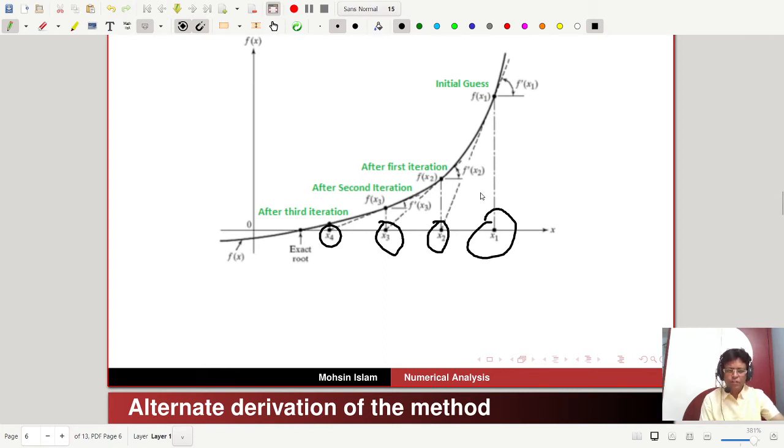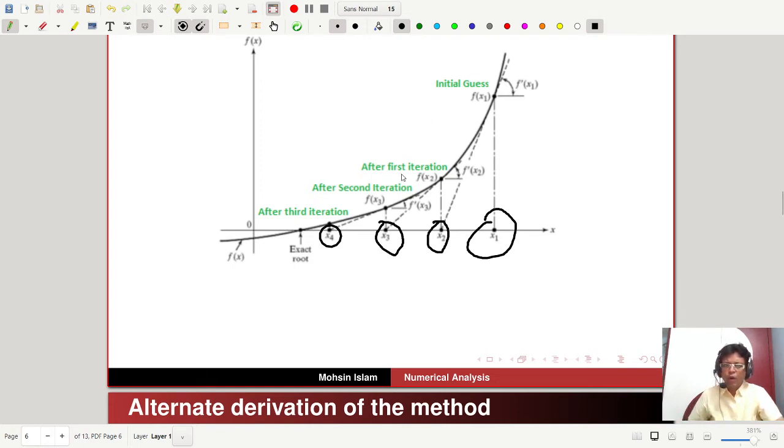It will diverge. And look at that, it is very fast convergent. That means the order of convergence must be more than 1. We will see what the order of convergence of the method is. We will check the order of convergence of the method also.